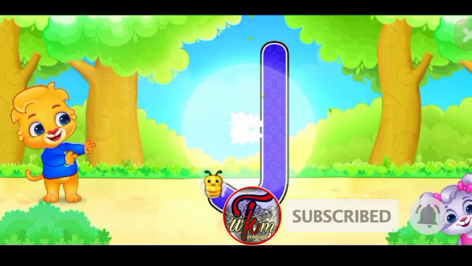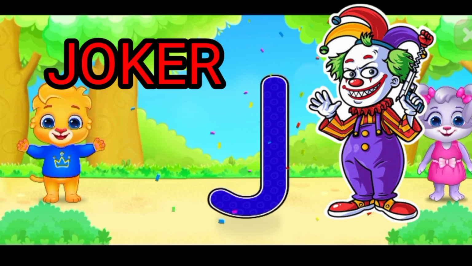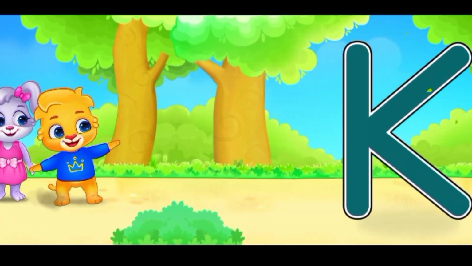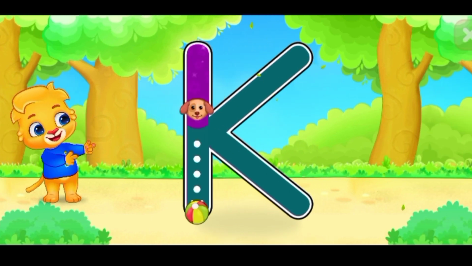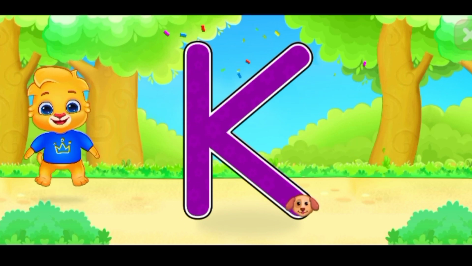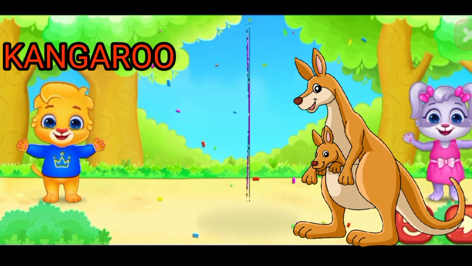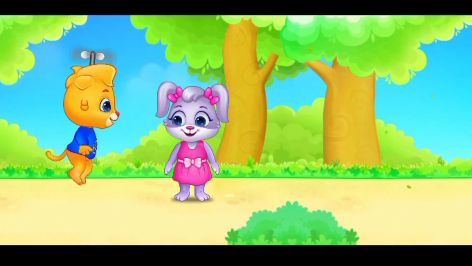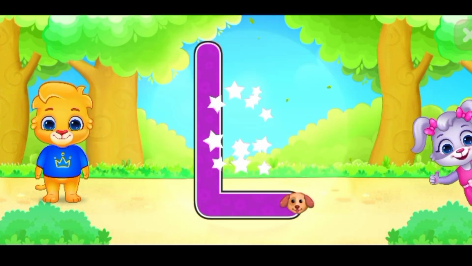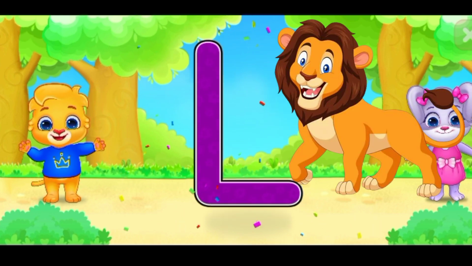J. J is for joker. K is for kangaroo. L. Bahut achha. L is for lion.